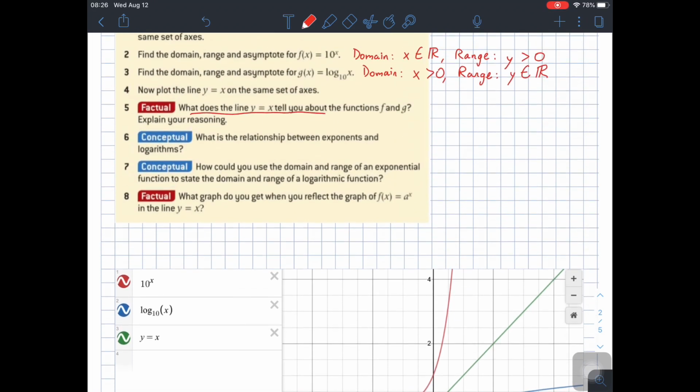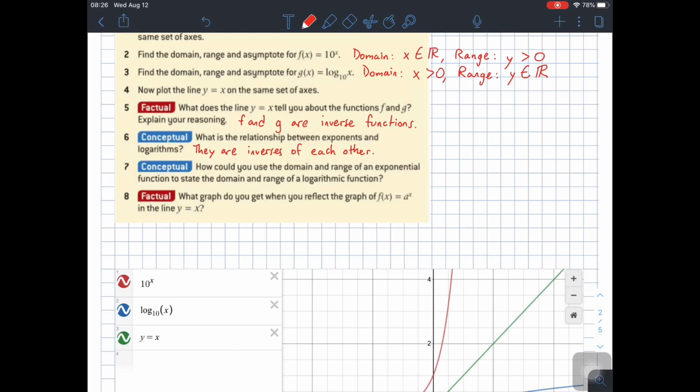So what does the line y equals x tell you about the functions f and g? Explain your reason. So we're just going to say that f and g are inverse functions. What is the relationship between exponents and logarithms? The same thing. They are inverses of each other.